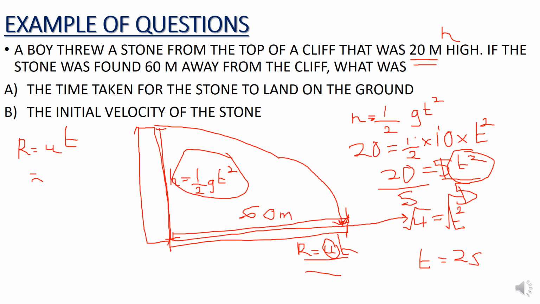That means the distance between down here and where the stone landed was 60 meters. So 60 will be equal to U times time, which is 2 seconds. So we divide by 2 on both sides, 60 divided by 2 is 30. So U will be equal to 30 meters per second. Yeah, that is all.